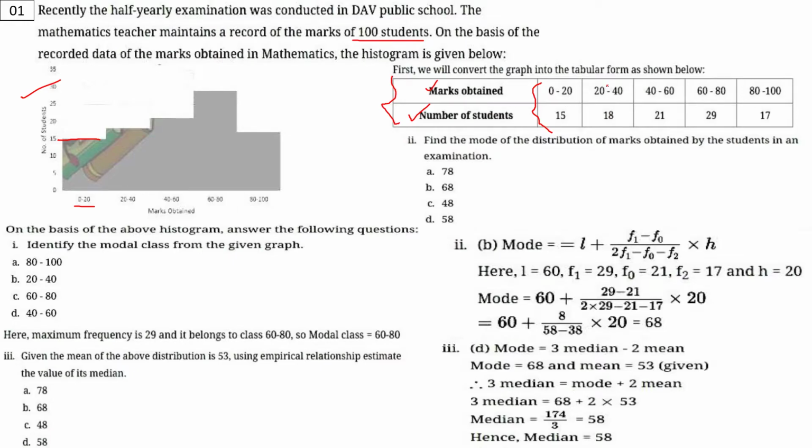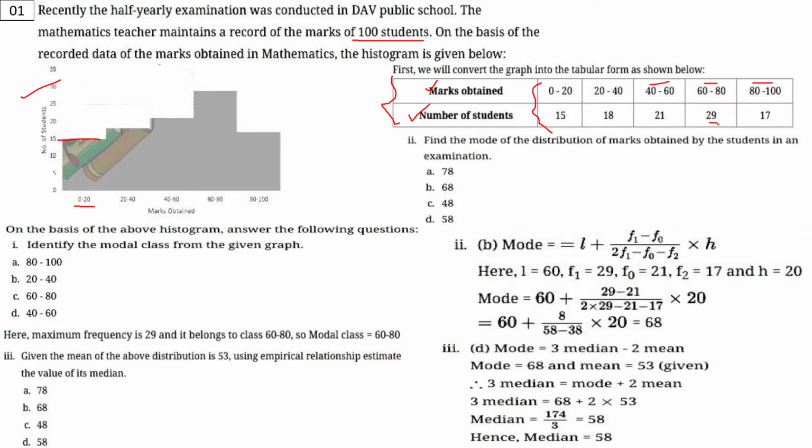In the class 20 to 40, how many students? 18. And 40 to 60, how many? 21. And 60 to 80, how many students? 29. And 80 to 100, how many students? 17. In which class do you obtain the maximum number of students? 60 to 80. 60 to 80.